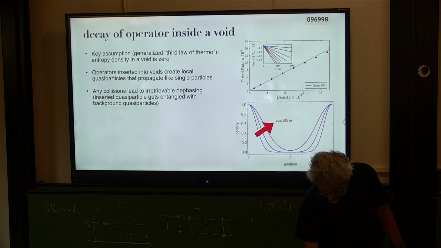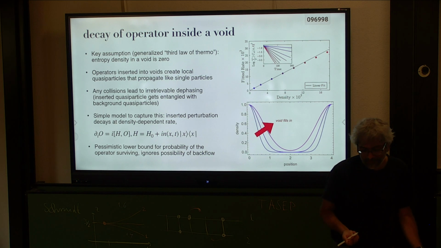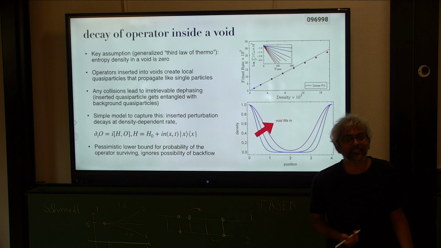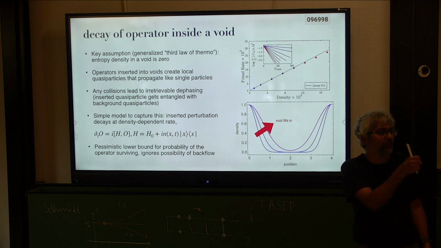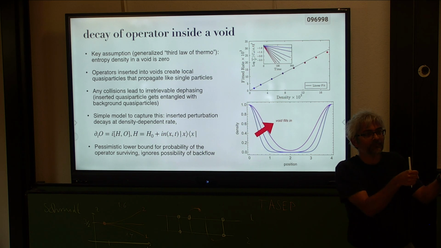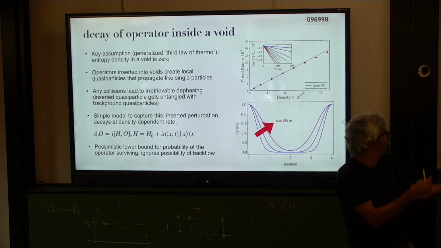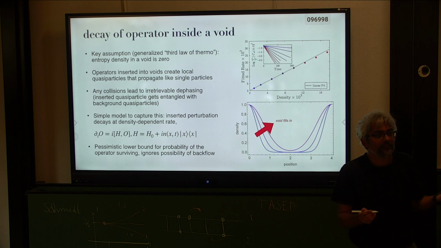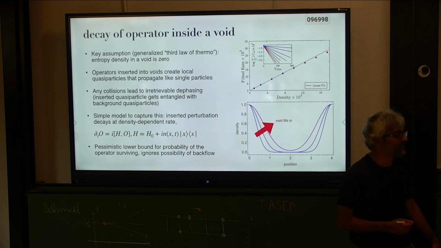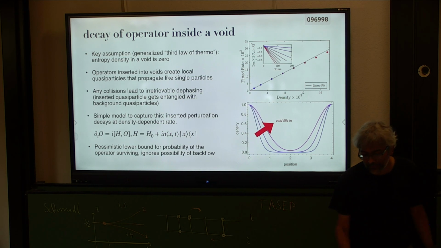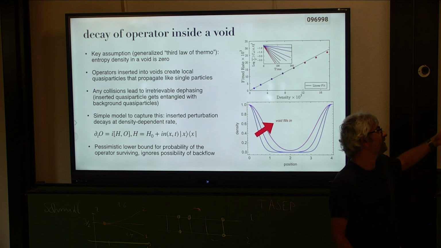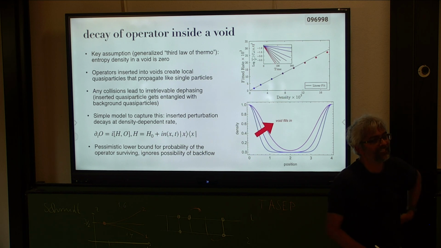But under this pessimistic assumption, you can think about the dynamics of an operator in terms of this fairly simple dissipative single particle problem, where you put your quasi-particle into the void, and then it wanders about, and whenever it hits something else, it just decays. So that process is governed by a non-Hermitian Hamiltonian, and you're asking, if you like, about the survival probability under this non-Hermitian Hamiltonian.